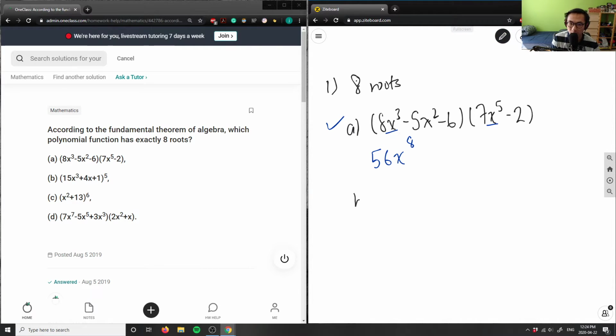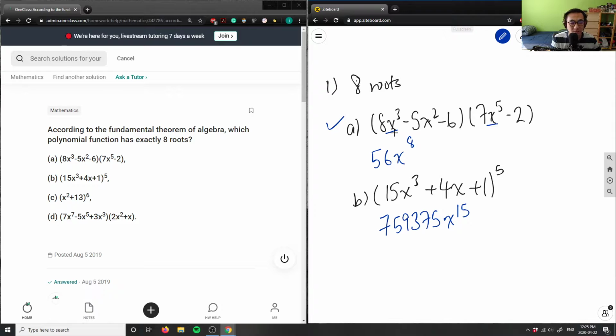Let me prove to you that the other ones are wrong first. This is 15x cubed plus 4x plus 1, to the power of 5. I have 15x cubed to the power of 5, so I multiply the exponents. I have 15 to the power of 5, which is quite a big number. Let me just check that. That's 759375, and this is x to the power of 15 here. x to the power of 15 does not have exactly 8 roots, which means this solution is wrong.